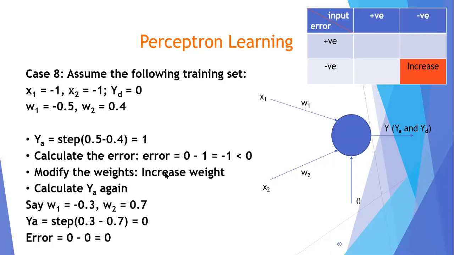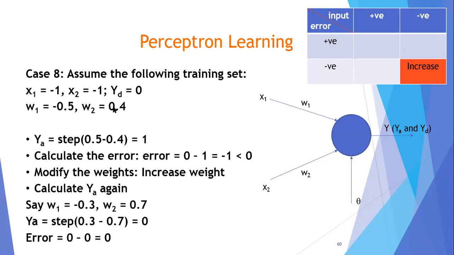Okay. So in this case, we have to increase the weight, and let's calculate again. So let's try to do that here. W1 was minus 0.5. We want to increase the weights. So we take it to minus 0.3. In our case, W2 was actually positive. So increase the weight to 0.7. Let's calculate again. So minus 1 times minus 0.3, we get 0.3.